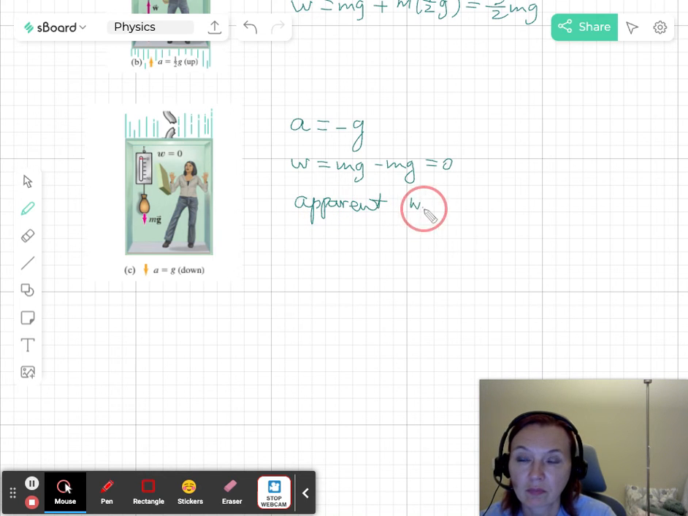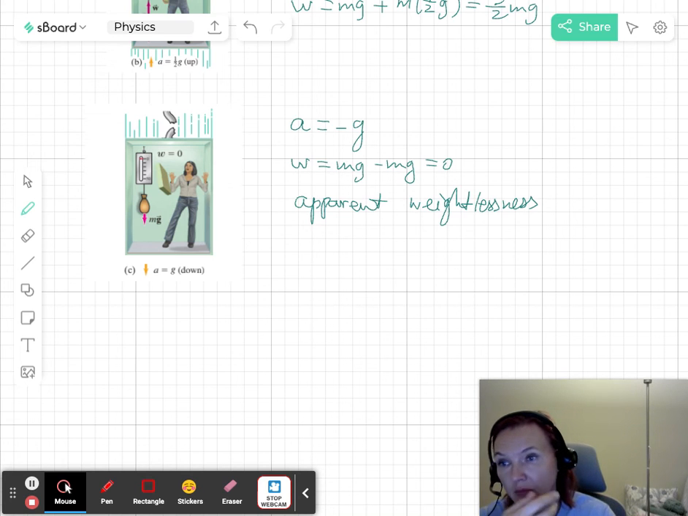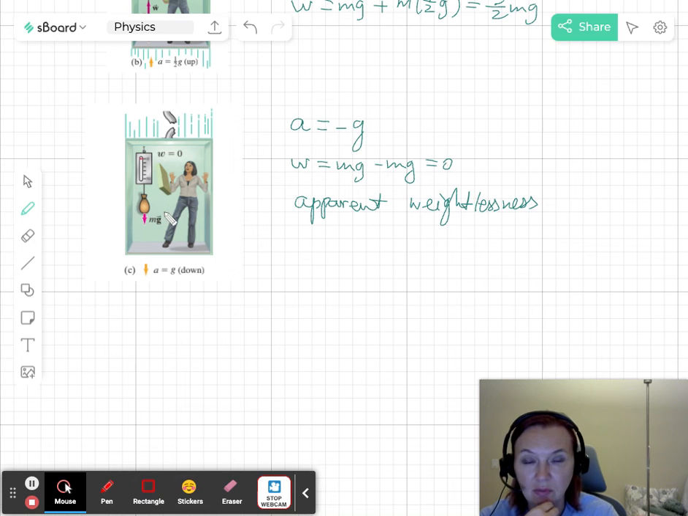Apparent weightlessness, because it is a different reference frame of the person, and for the reference frame of the person, the objects are not falling. However, the gravity is still there, and the weight is still mg. But it looks like they don't have it.